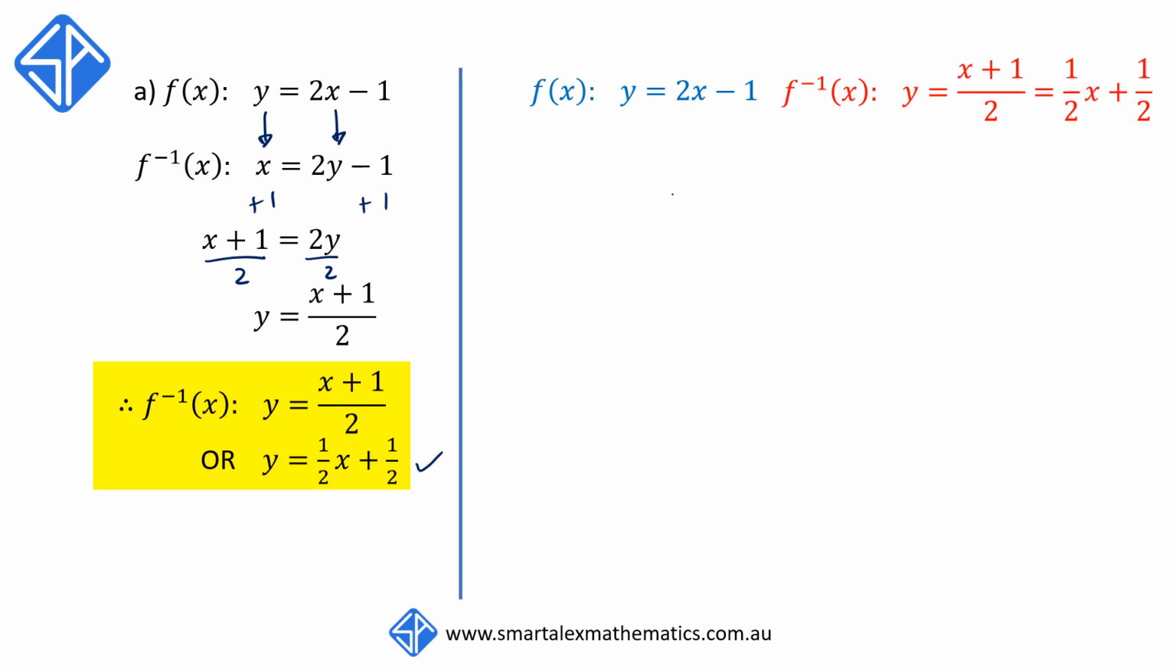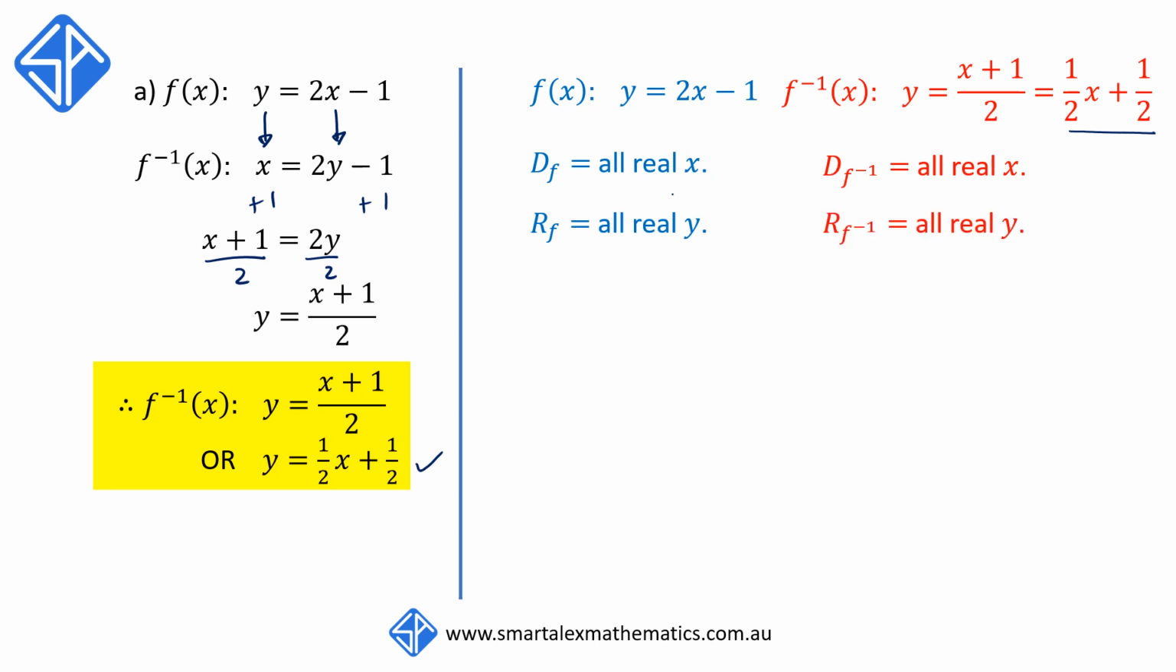So let's consider the domain and ranges for these functions. For our original function f(x), y = 2x - 1 is a straight line with gradient of 2 and y-intercept of -1. This means that its domain is going to be all real x and the range will be all real y. For our inverse function, (1/2)x + 1/2, this is also the equation of a straight line with gradient 1/2 and y-intercept of 1/2. So its domain will also be all real x and the range will also be all real y.